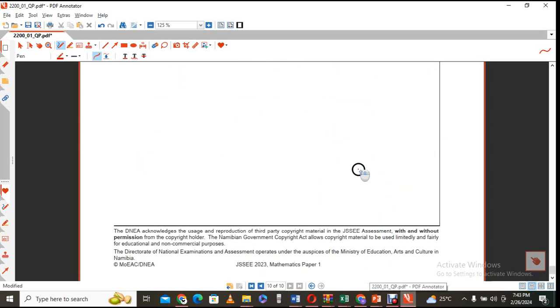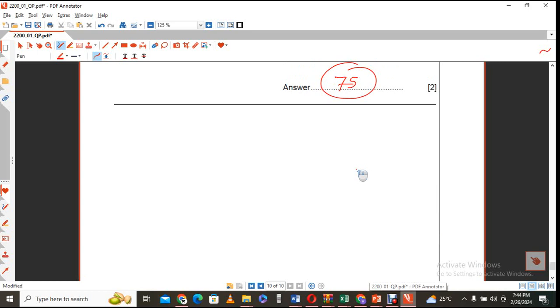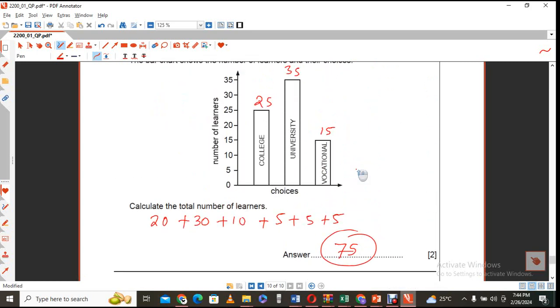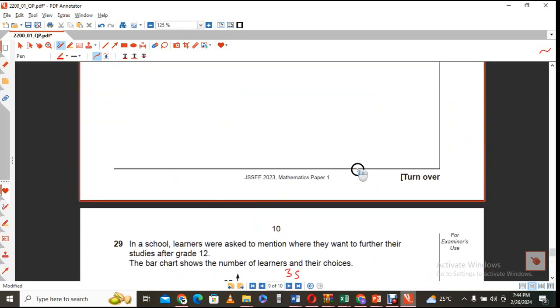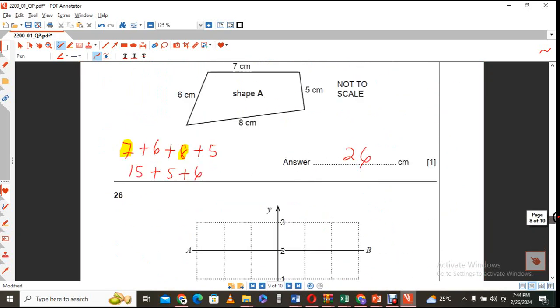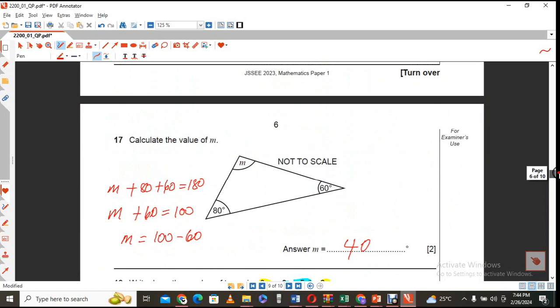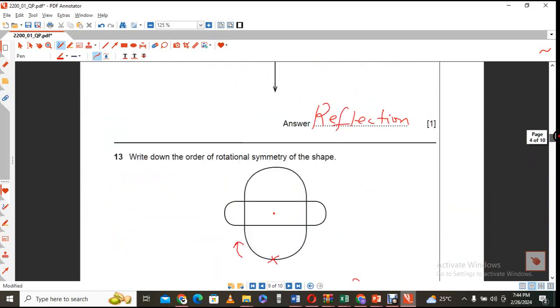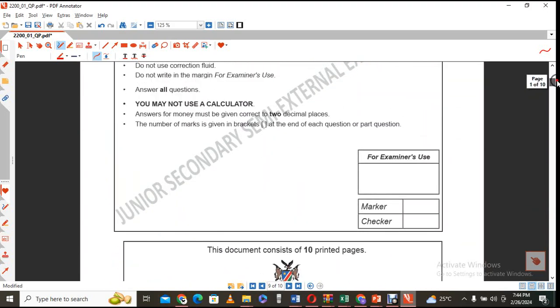Right, so this is a very straightforward paper. Make sure that you at least answer everything and you spend time on each particular question. Stand by for paper 2, which I'm going to upload for the grade 9s also this week.